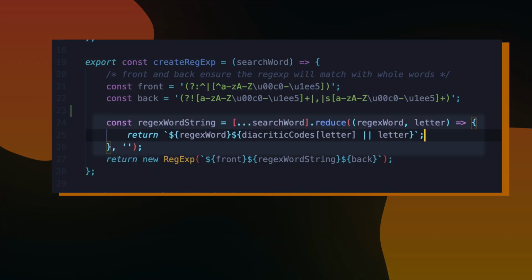And then what I'm doing is I'm reducing that search word, where basically I'm going through each letter in that search word. For each letter, I check to see if it's a letter that actually can be accented in the Igbo language. And the way that I make that check is that I take the letter and then I try to index into the diacritic codes object that I created.